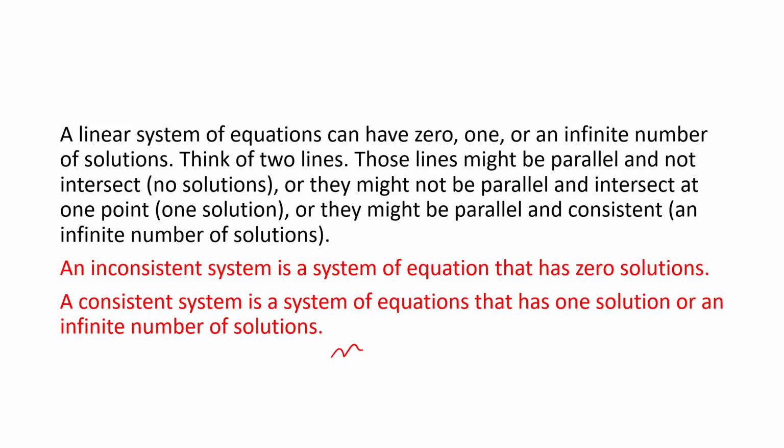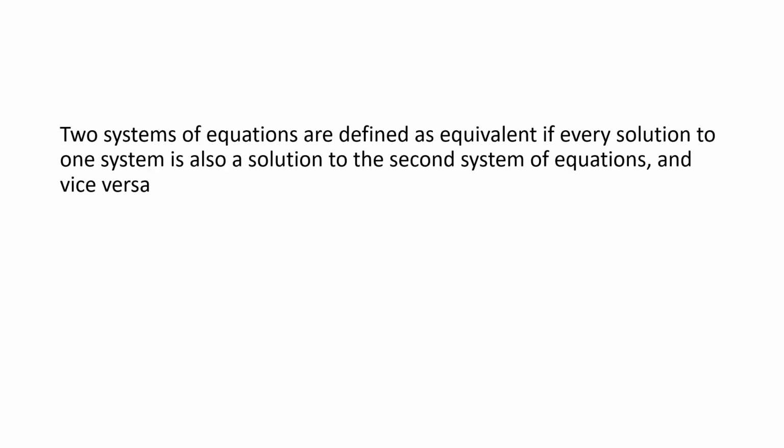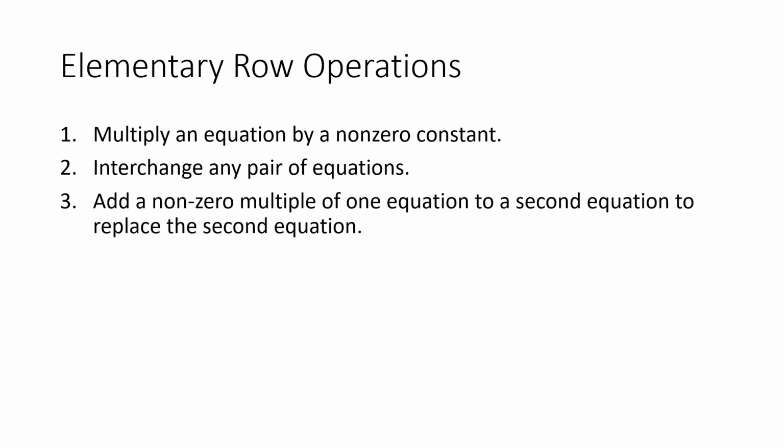Consistent means there's at least one point of intersection. So if they're parallel and consistent, there will be an infinite number of points of intersection. An inconsistent system is a system of equations that has 0 solutions, and a consistent system is a system of equations that has one solution or an infinite number of solutions. Two systems of equations are going to be defined as equivalent if every solution to one system is also a solution to the second system of equations and vice versa. That's not really going to come up in this video too much.